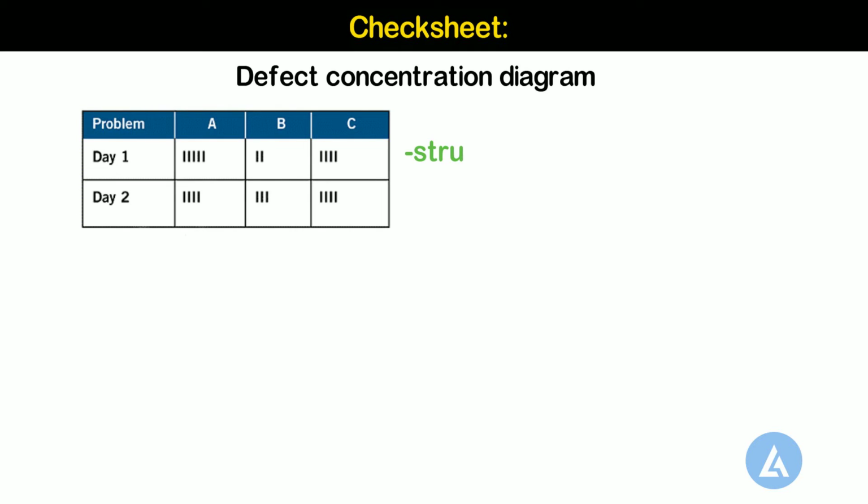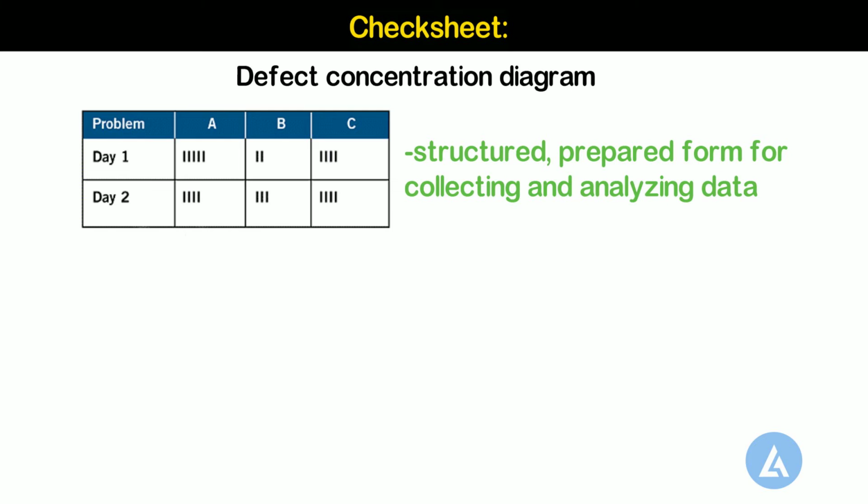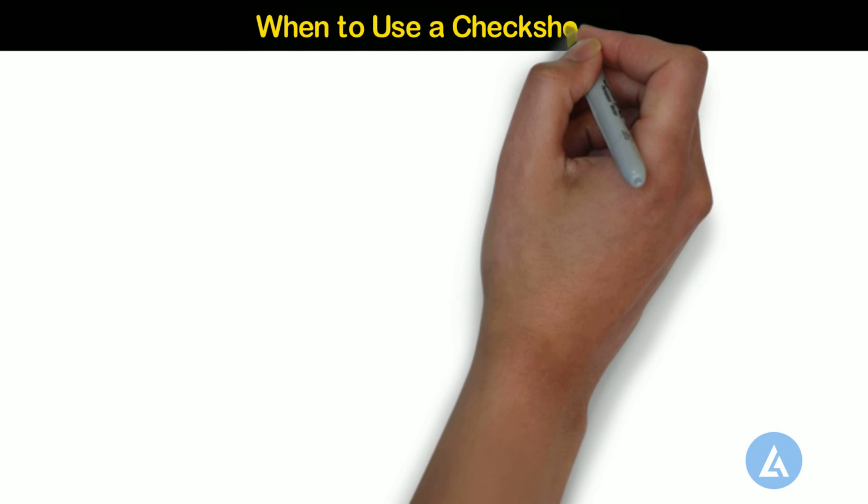Check sheet, also called defect concentration diagram. A check sheet is a structured, prepared form for collecting and analyzing data. This is a generic tool that can be adapted for a wide variety of purposes. When to use a check sheet?